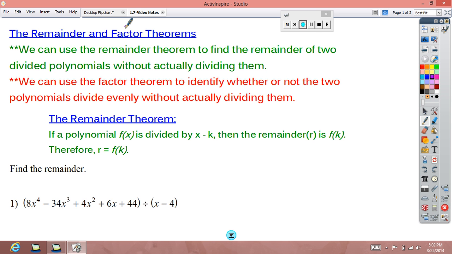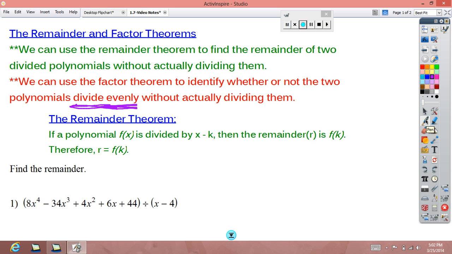In 1.6 in the last video, we talked about remainders. It's the extra leftover parts when you divide. But without dividing, you can use the remainder theorem to find the remainder of two divided polynomials without actually dividing. And also, you can figure out if two polynomials are factors of each other by using the factor theorem. This means we can use the factor theorem to identify whether or not two polynomials divide evenly without actually dividing them.